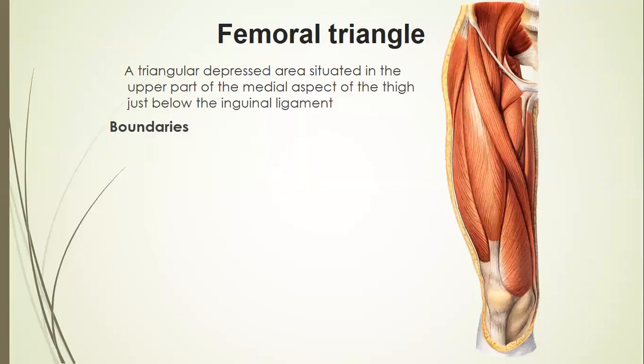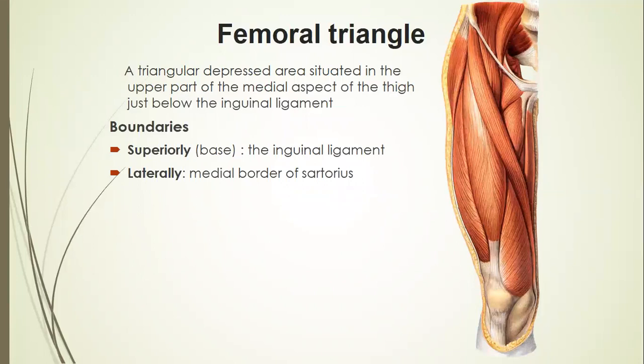These are just the description of the femoral triangle: a triangular depressed area just below the inguinal ligament, the superior boundary. You can say that this one is the base formed by the inguinal ligament. Laterally it is formed by the medial border of the sartorius. When you go to the fine details, this is the sartorius, and this one is the medial border, and this one is the lateral border. But not going into detail, just remember that the sartorius forms the lateral wall or lateral boundary of the femoral triangle. Medially, it is formed by the adductor longus.